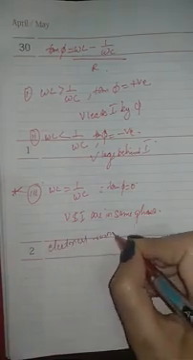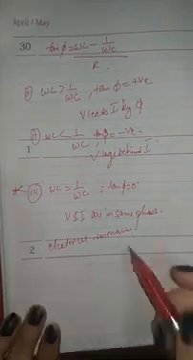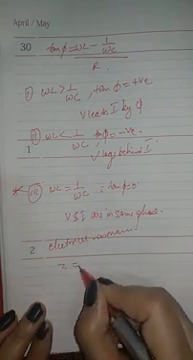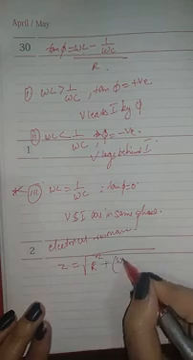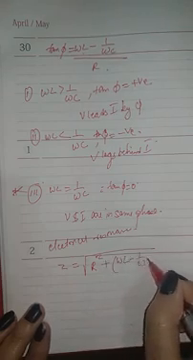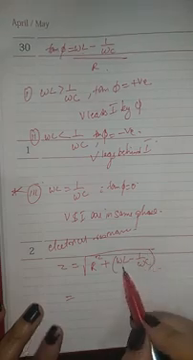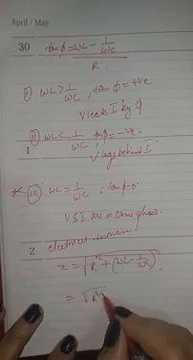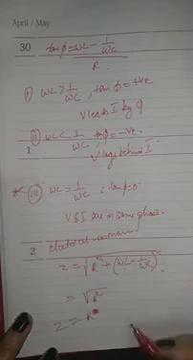Electrical resonance. So when omega L is equal to 1 by omega C, what happens to Z? The equation of Z which we have derived was under root R square plus (omega L minus 1 by omega C) whole square. So if omega L and 1 by omega C become equal, this part will be 0. So we are left with under root R square, which is R only. So Z will be equal to R.